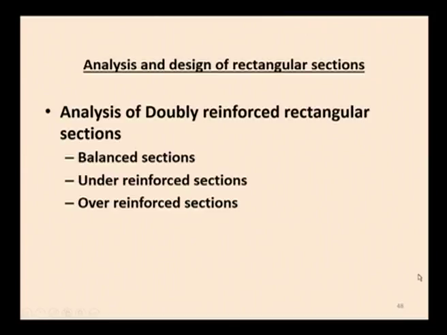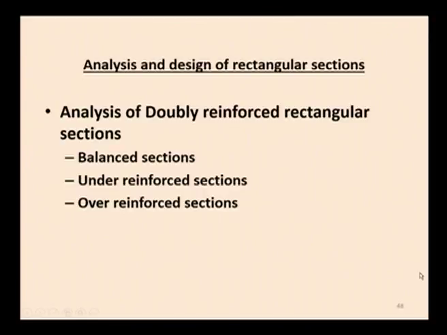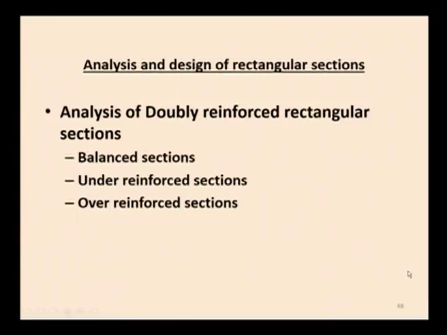In certain circumstances, due to structural or architectural recommendations, the size of sections can be reduced. Due to this, the amount of concrete area above the neutral axis is reduced. In order to compensate for this, or to supplement the stress in the concrete above the neutral axis, we provide reinforcement in the compression zone. When you provide reinforcement in the compression zone, the section becomes a doubly reinforced rectangular section.